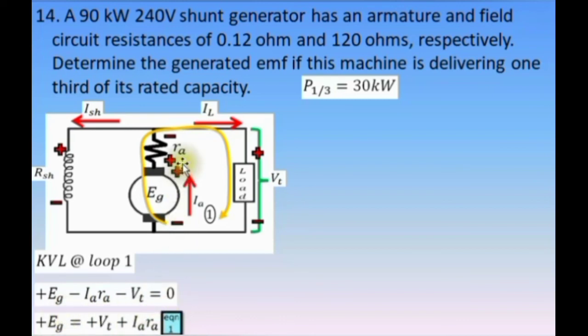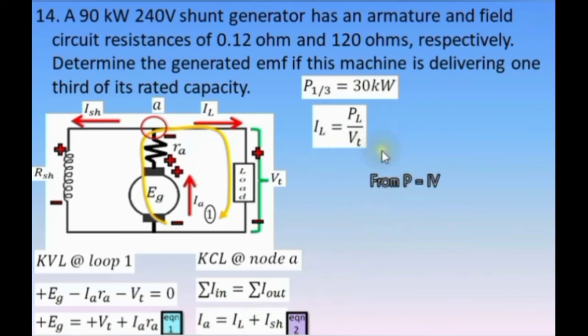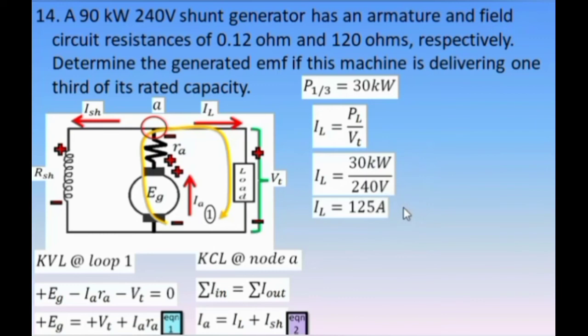So to do that, let's have here node A. Kirchhoff's current law at node A, that is summation of current in equals summation of current out. IA equals IL plus ISH. This is equation number 2. For IL, we use this formula, derived from power equals current times voltage. We will be using the 30 kilowatts instead of the 90 kilowatts to determine its load current at 1/3 of its rated capacity. So we have 30 kilowatts divided by 240 volts, the value is 125 amperes.